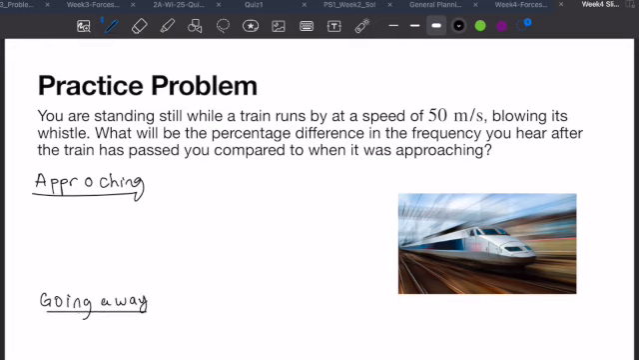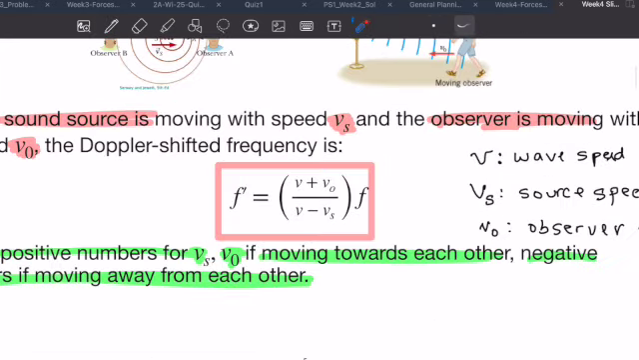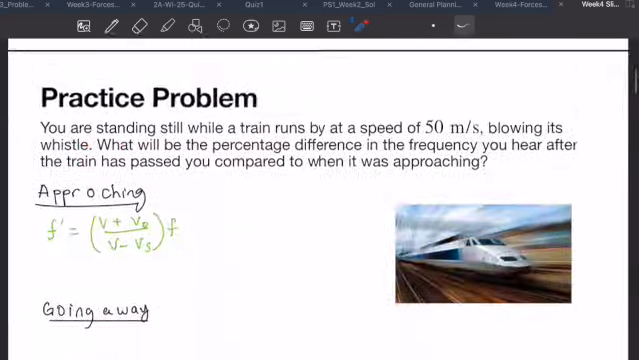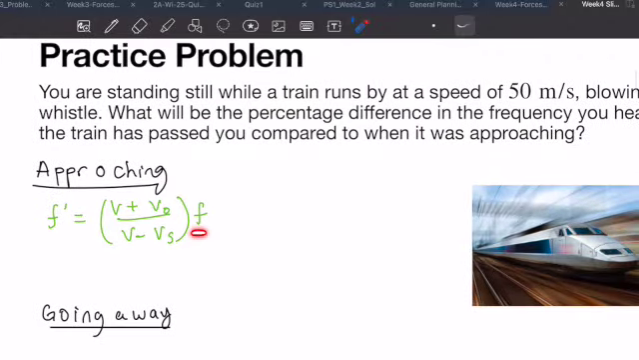So for each case, let's start by just writing down our Doppler shift formula, and then we can ask ourselves what the signs of everything is. So F prime equals V plus V observer divided by V minus V source times F. Also, one thing I didn't note here in this formula is what is this F? This is just the frequency of the source when nobody is moving. So this is the frequency that's being output, and this is the frequency that's being heard by the observer. So the frequency of the train whistle, that's F.